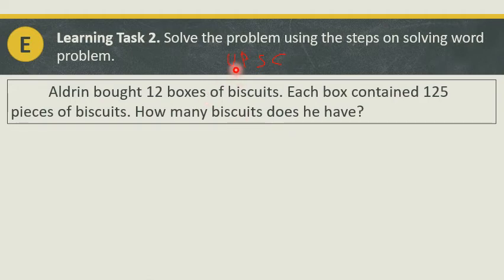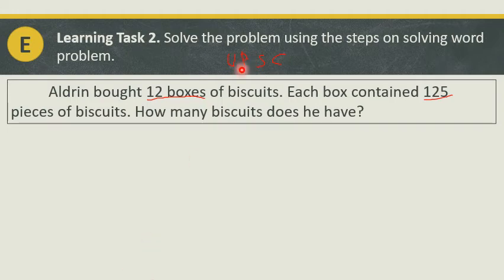Then, ano pa sa understand? Ano pa yung mga given natin? We have 12 boxes of biscuits at saka 125 pieces of biscuits. Yung meron tayong 12 boxes, kada isang box po ay merong 125 pieces of biscuits.